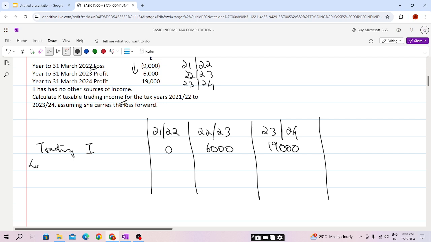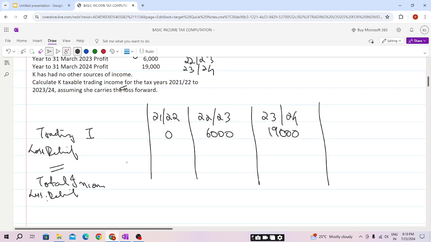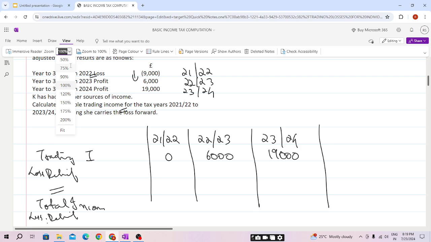So, loss relief, total income less reliefs. Students, please do remember, if we are setting off against the trading income, we need to mention it here only. So the first available is 6,000. Here it is mentioned that K has no other source of income. So the loss of 9,000 is carried forward to the next year.